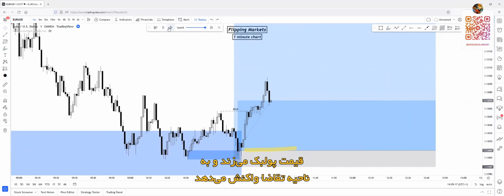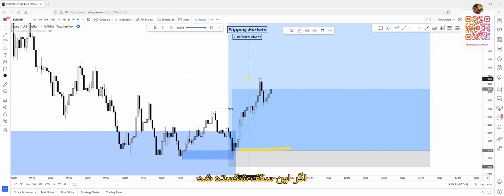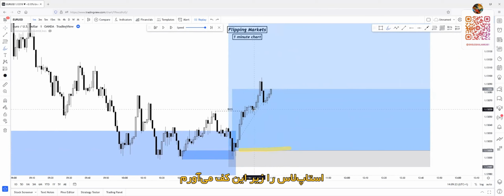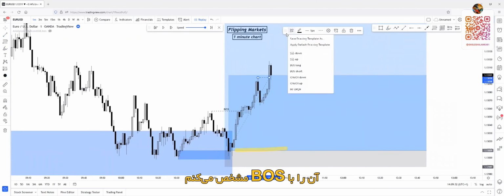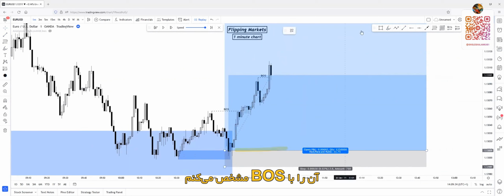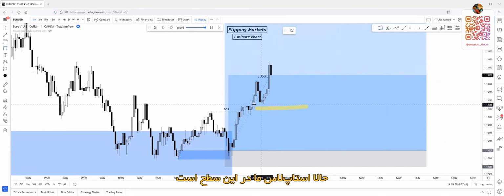Price created a pullback, reacted on the demand zone. As you can see, reaction, if this high breaks, I will put my stop loss below this level. Okay, let's see what happens. Okay, that high has been broken. As you can see, here's a break of structure to the upside. I will just mark it with BOS long. Okay, and I will place my stop loss below this level. So our stop loss is on this level.